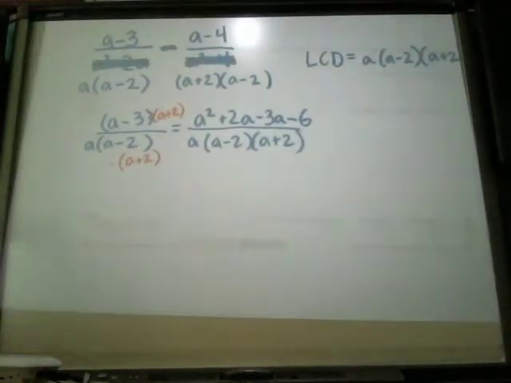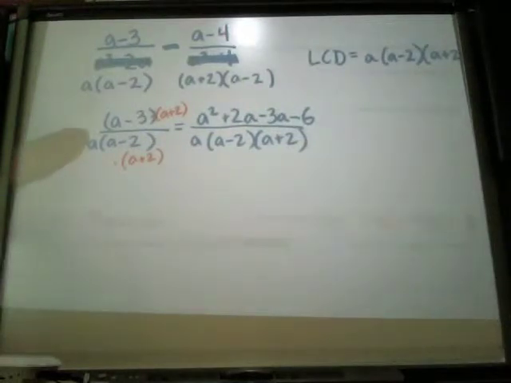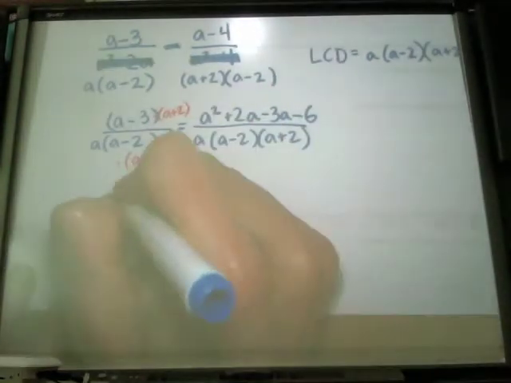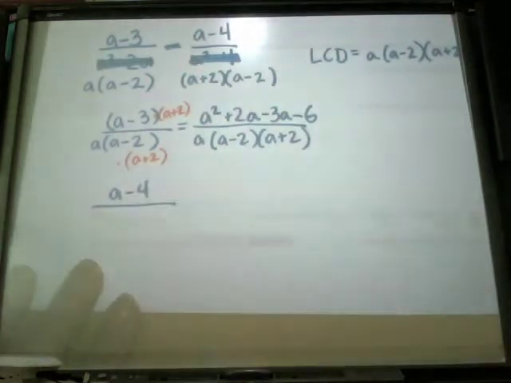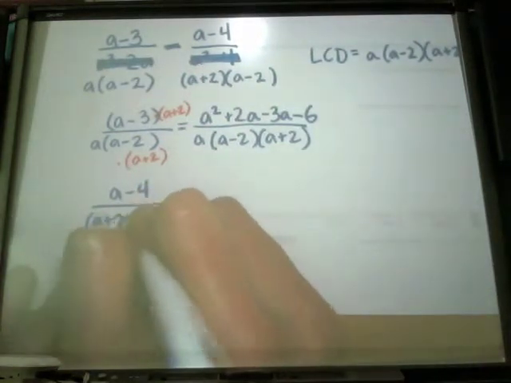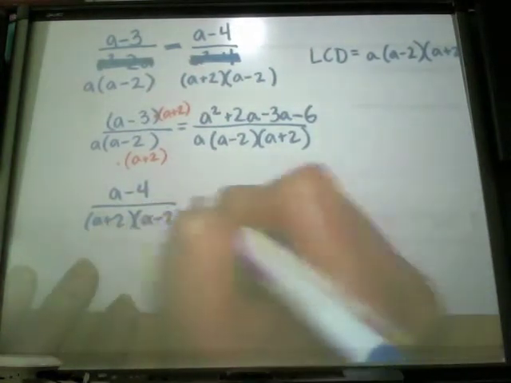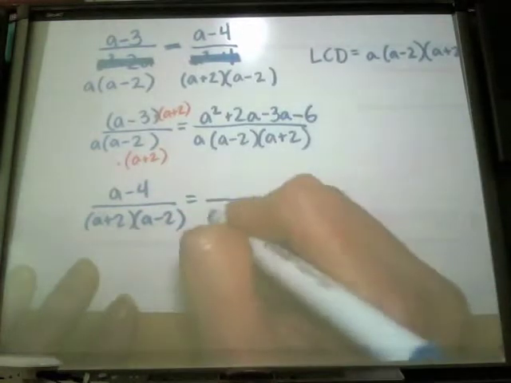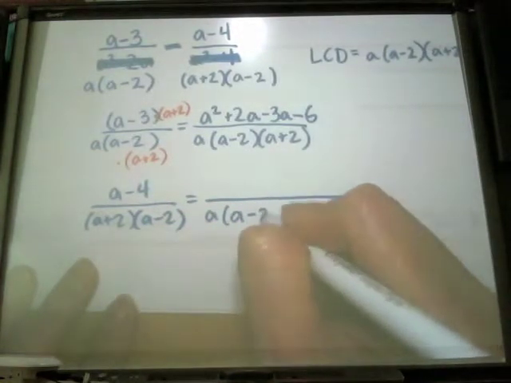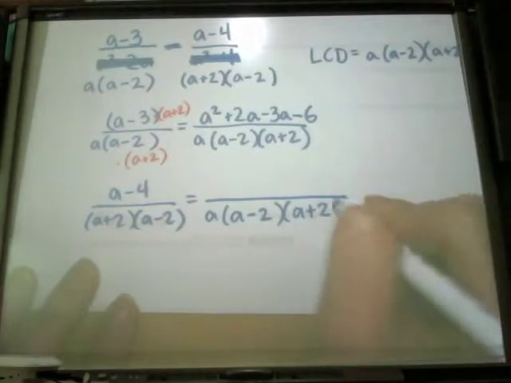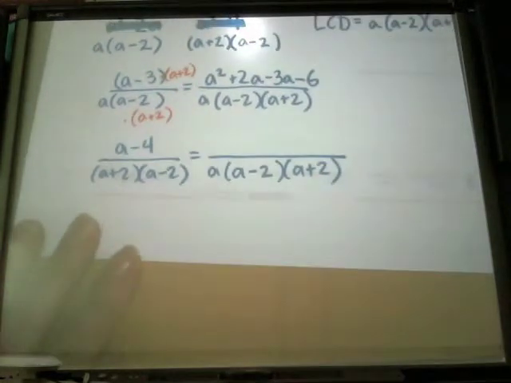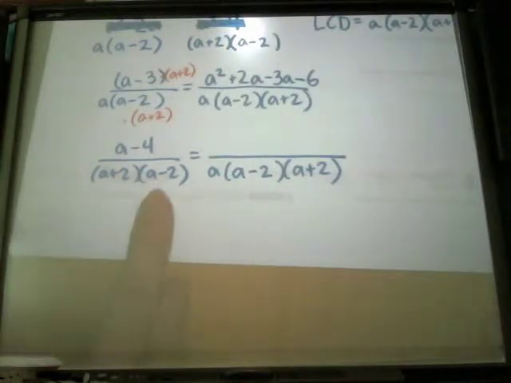Step 3, we rewrote the first fraction. Now we need to rewrite the second fraction, a minus 4 over a plus 2 times a minus 2. I'm going to turn it into its LCD. Okay, so I go and get my second fraction, still with the factored denominator. I never go back to that original binomial. This one will be a little simpler, don't worry.